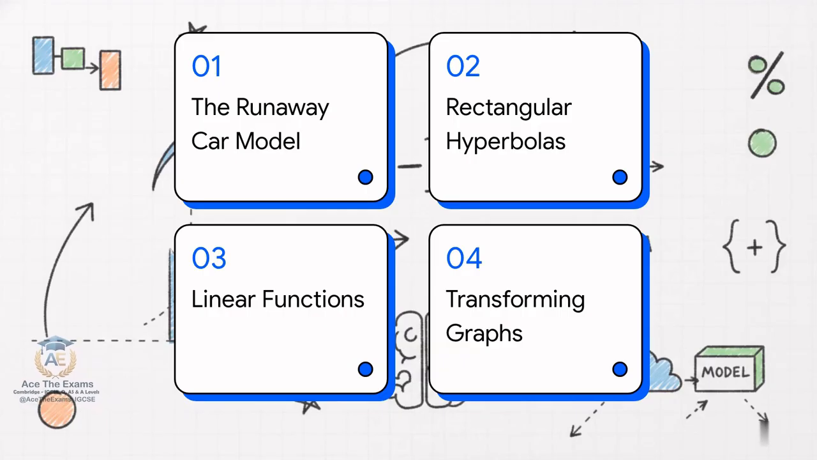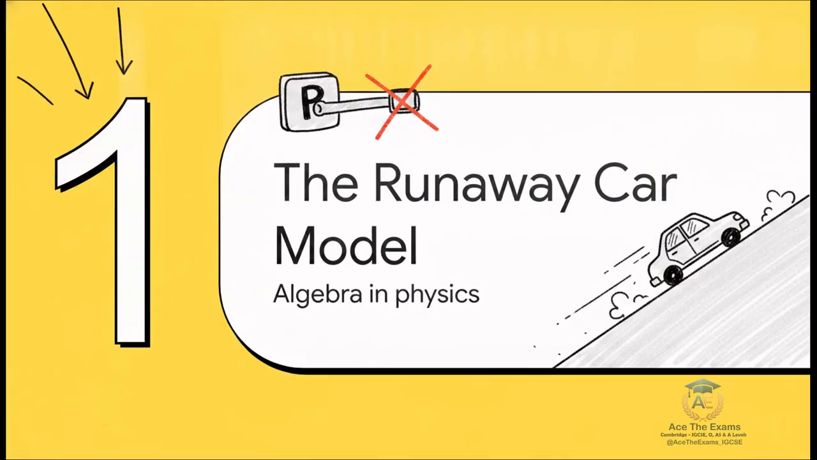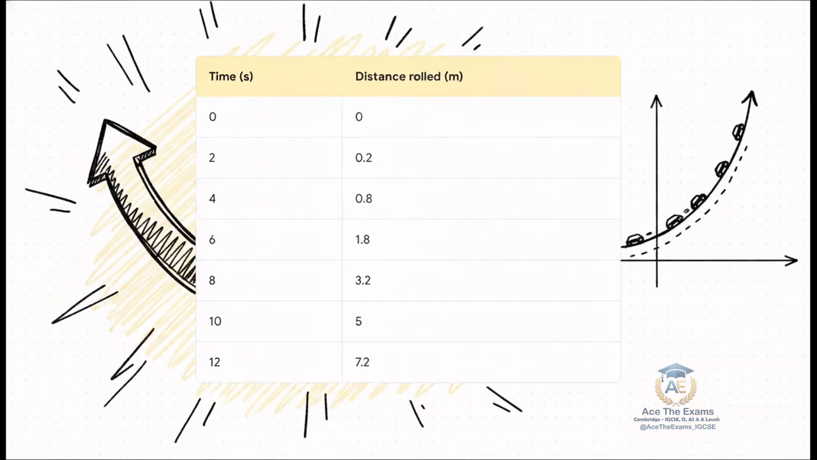We'll be moving through 4 key areas: the runaway car model, discovering rectangular hyperbolas, decoding linear functions, and finally, shifting and transforming graphs. Starting with Section 1, the runaway car model, where we apply algebra directly to real-world physics. Imagine this. A driver parks his car on a hill with a constant gradient, completely forgets to pull the handbrake, and the car starts rolling down. Luckily, or well, maybe unluckily for the driver's insurance, the entire incident is captured on CCTV.